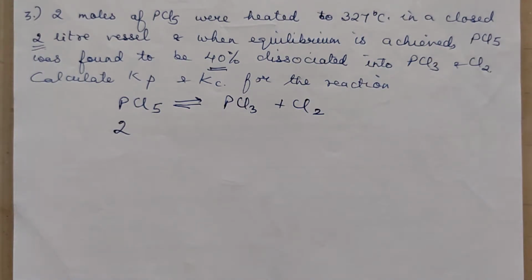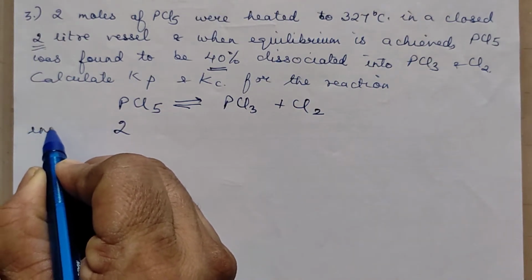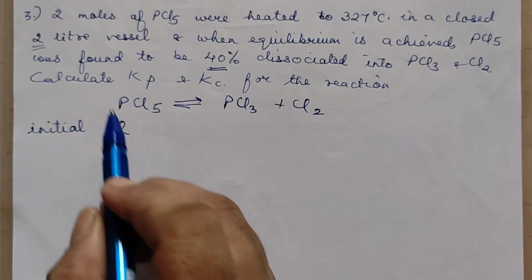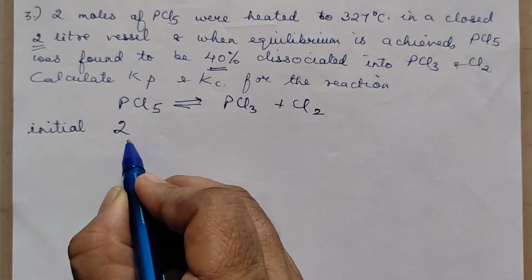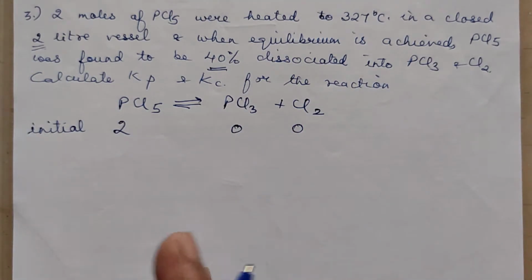Now, how to solve these type of questions? First, you begin with when the reaction has not started, means initial. Initially you have taken 2 moles, so 2 moles. The products are not there, the reaction has not started, means the products are 0.